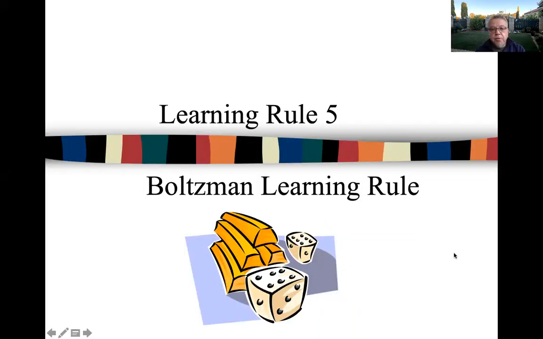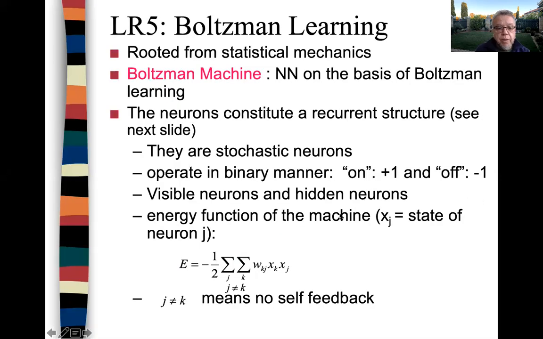Okay, now let's look at the Boltzmann learning rule. This learning rule is rooted in statistical mechanics. The Boltzmann machine is a neural network which is based on Boltzmann learning. It's actually related to the Hopfield network. We may look at the restricted Boltzmann machine later.